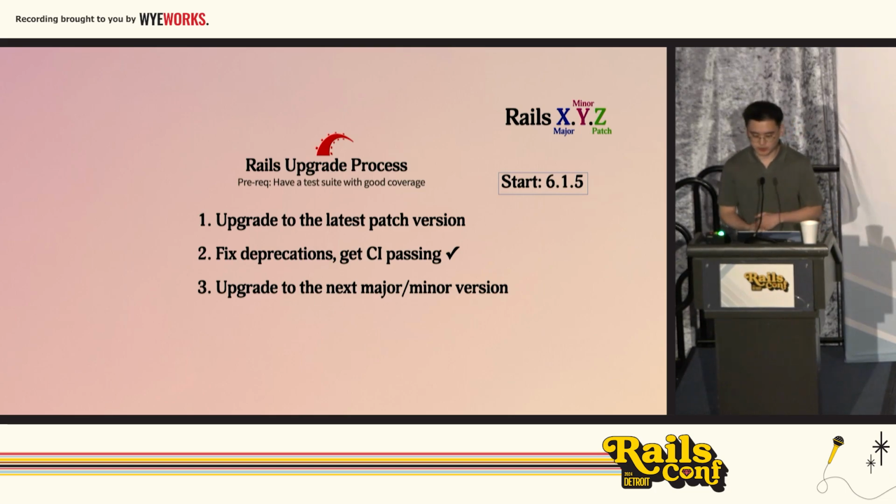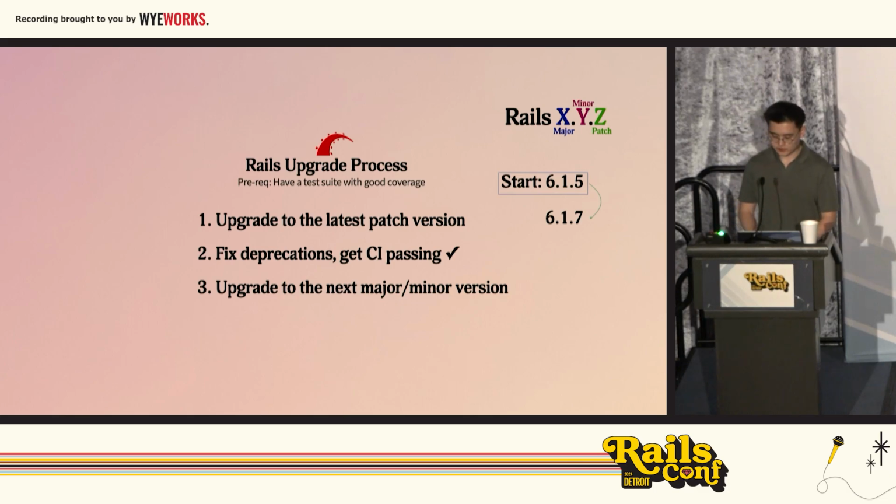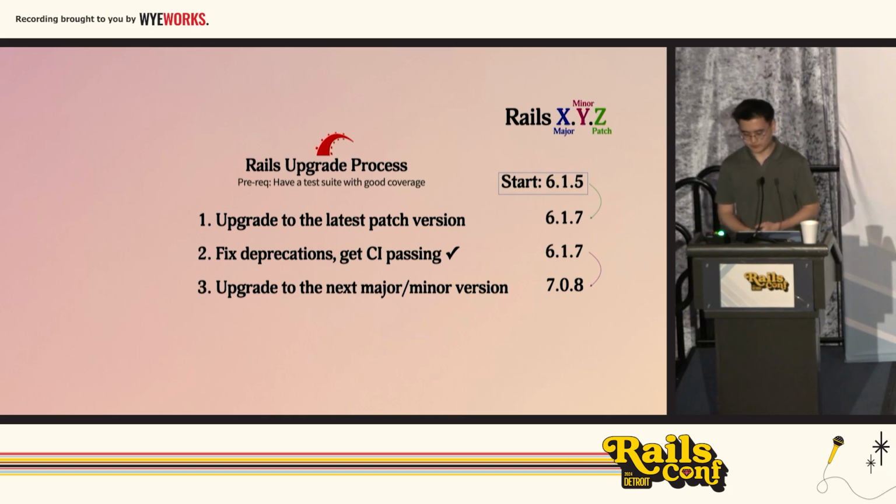Now onto the Rails upgrade process. Starting off with a version like Rails 6.1.5, first you would update the version of Rails in your gem file to the latest patch version. You would then fix deprecations and get CI passing, and then update to the next minor version. The process for these 3 steps mirrors that of updating any gem.